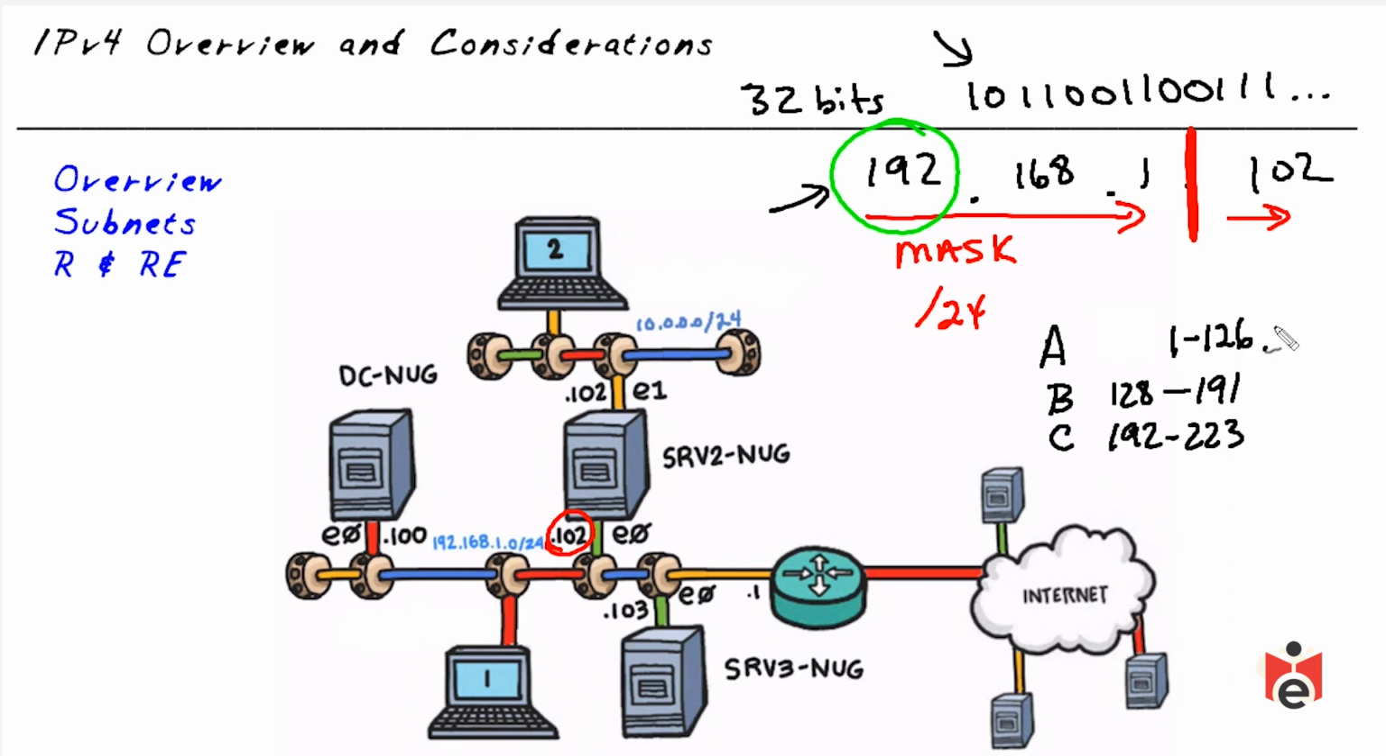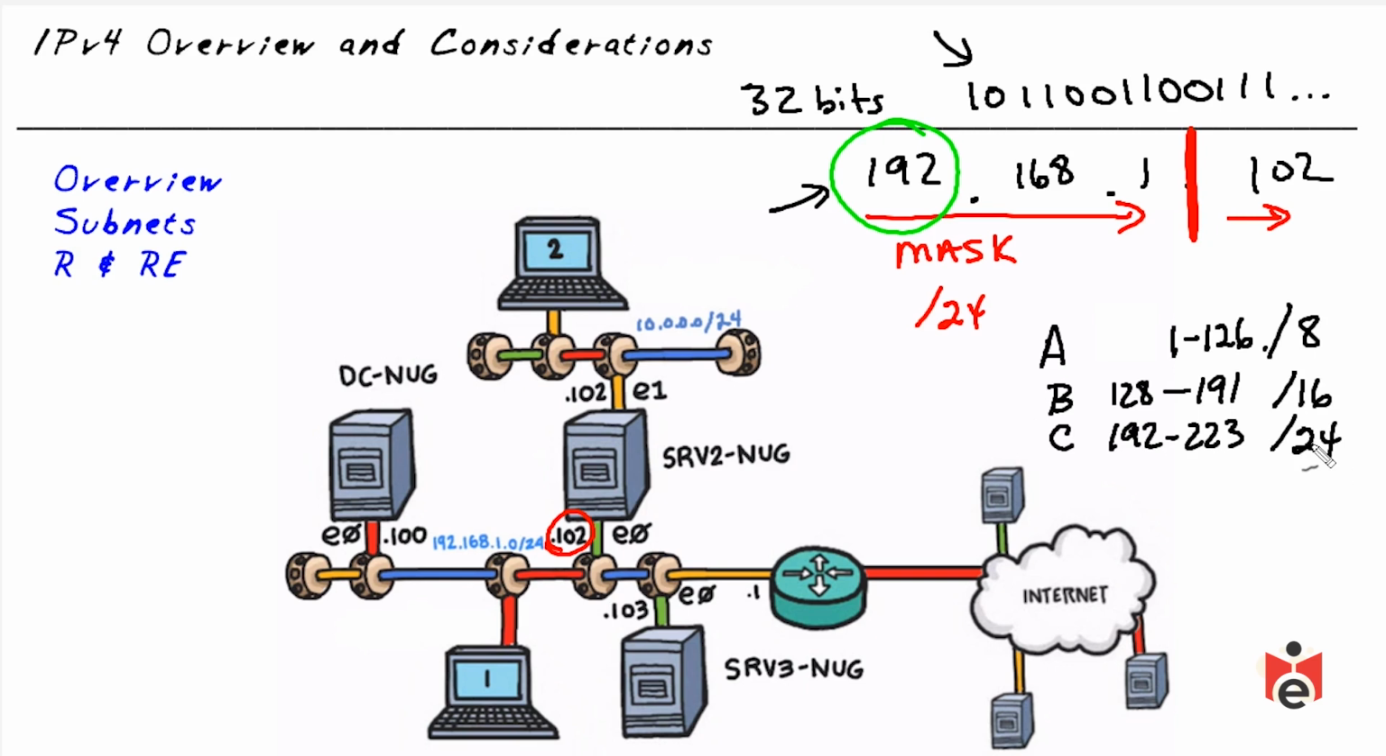A default mask for a class A address is 8 bits, meaning the first 8 bits are the network, and the remaining 3 octets, or the remaining 24 bits, are used for host addressing. With the class B address, the default mask is 16, and with the class C address, the default mask is 24. And we don't have to use those conventions, but those are the defaults.